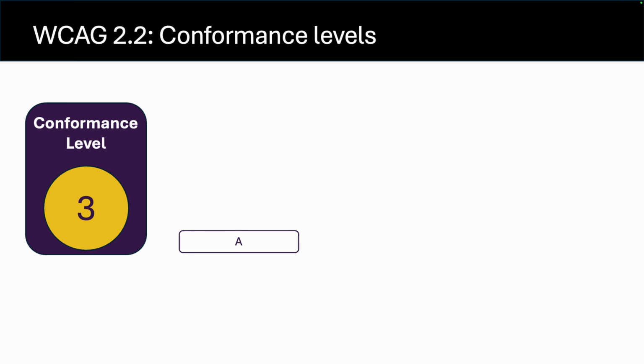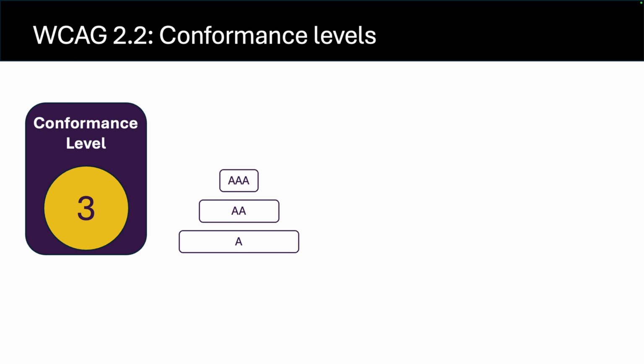Single A, which is the bare minimum. An application should always adhere to the bare minimum, which is single A. Then we have double A, which means the ideal support. And this is what most of the successful organizations go for. They go for WCAG 2.2, single A and double A.